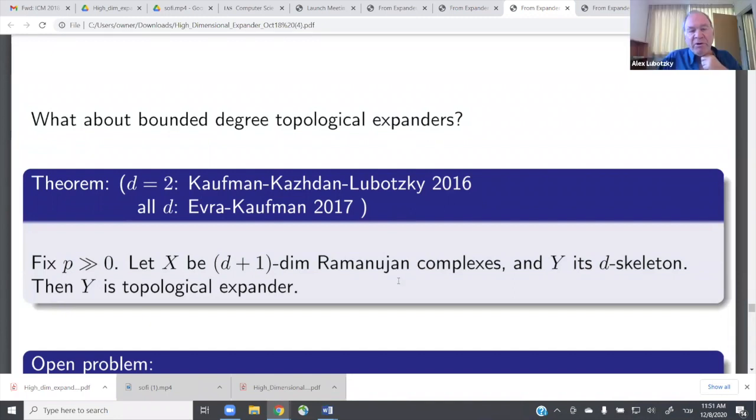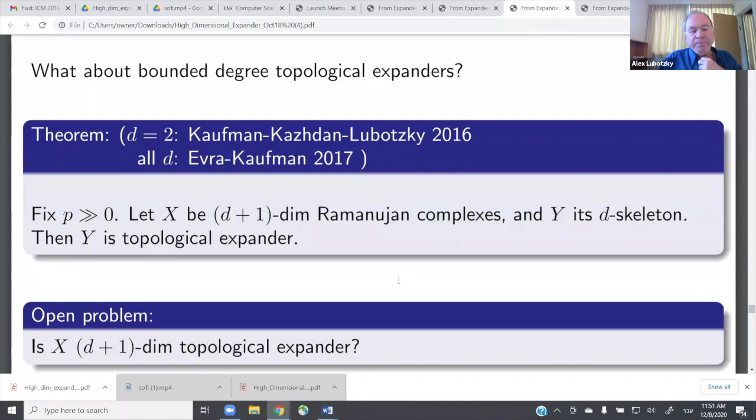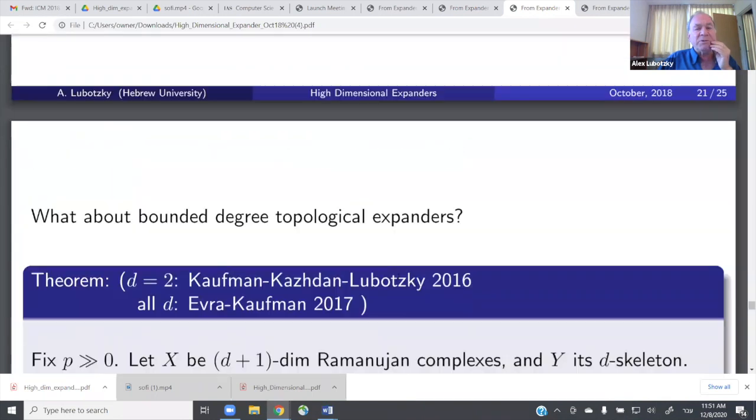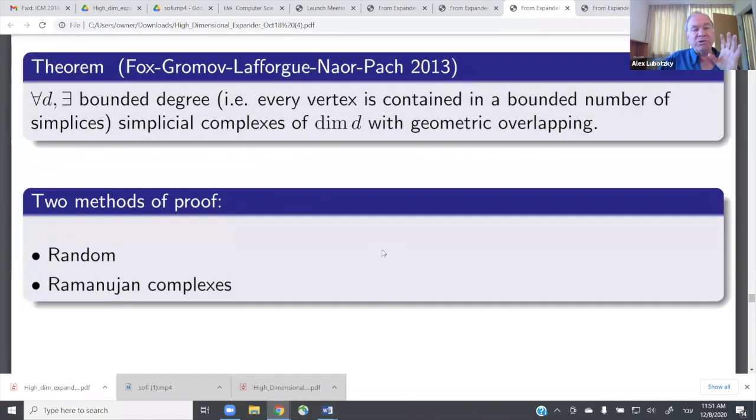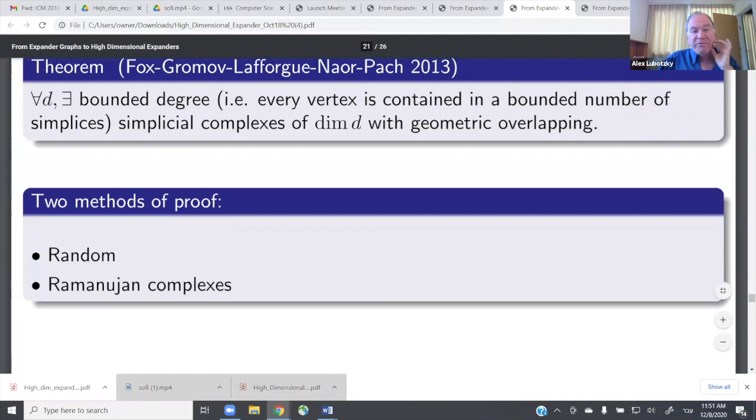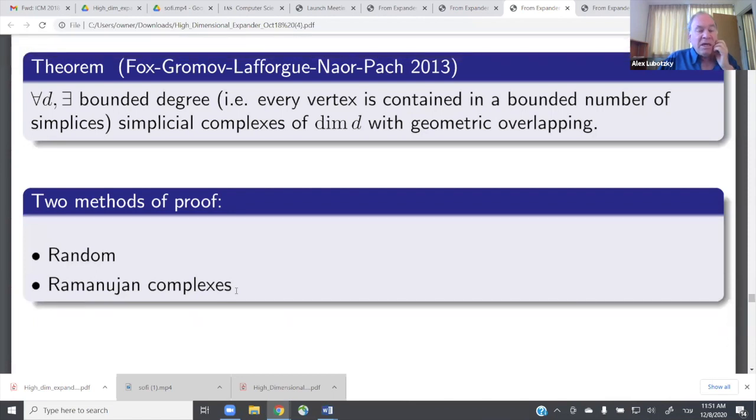But look at the following very, very strange formulation of the theorem. The theorem says the following: we fix P to be very large. Oh, I forgot to say that. This was my mistake. Also, the proof before was too short. The proof of Fox, Gromov, Lafforgue, Naor and Pach that Ramanujan complexes are geometric expanders did not prove that all Ramanujan complexes in dimension D are such. They said, take P large enough. And now listen carefully to me, because that point is going to be important soon when we go back to error correcting codes. Fix P.